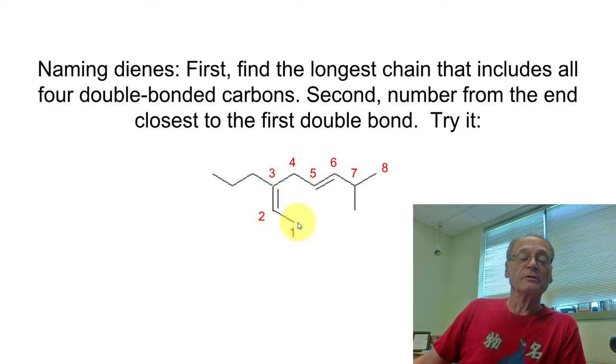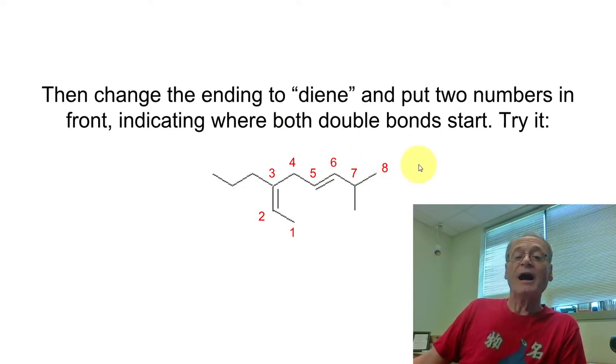And so we start here because that double bond is closer to this end than that double bond is to this end. So it's 1, 2, 3, 4, 5, 6, 7, 8 as shown. Second, we're going to change the ending to diene because there are 2 double bonds. And then we're going to put 2 numbers in front to indicate where the 2 double bonds are. So notice this double bond starts with carbon number 2, and this double bond starts with carbon number 5.